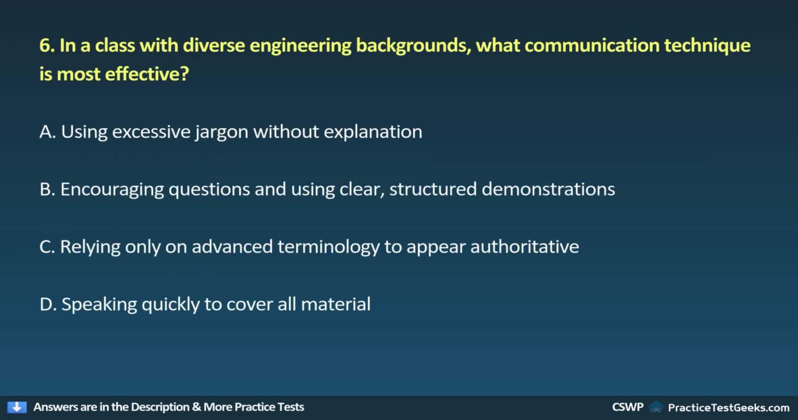6. In a class with diverse engineering backgrounds, what communication technique is most effective? A. Using excessive jargon without explanation. B. Encouraging questions and using clear, structured demonstrations. C. Relying only on advanced terminology to appear authoritative. D. Speaking quickly to cover all material.